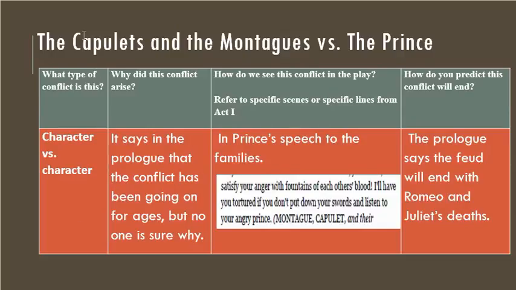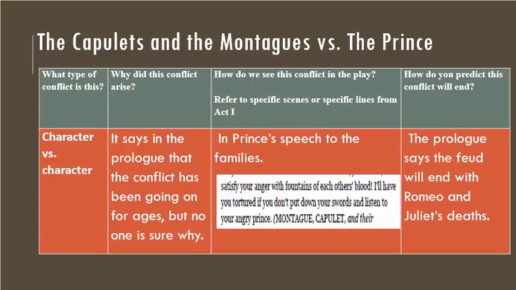What type of conflict is the Capulets and the Montagues versus the prince? That is character versus character. The Capulets and Montagues are the characters versus the prince, who is another character. Why did this conflict arise? Well, it says in the prologue that the conflict has been going on for ages, but no one is sure why.